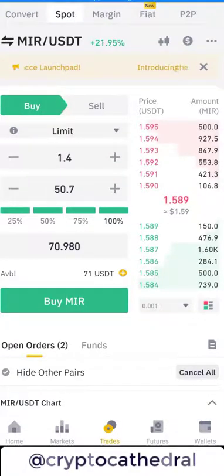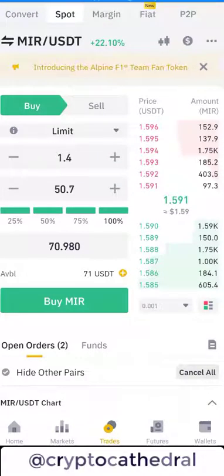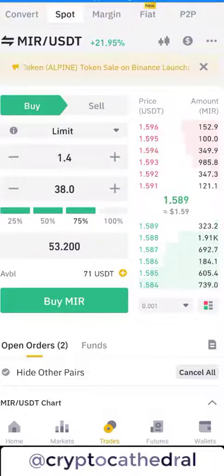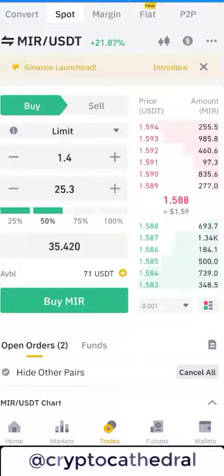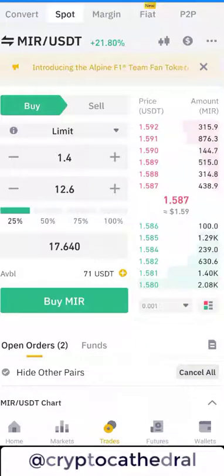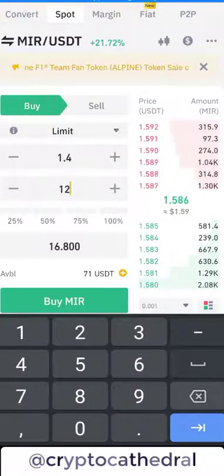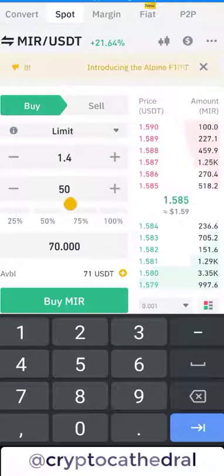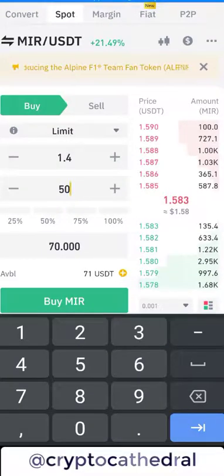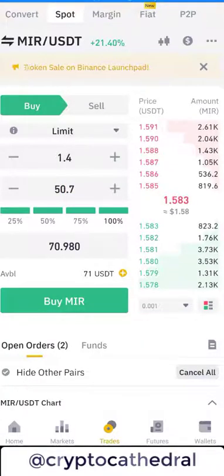Now, if I put 100%, it simply means I'm going to buy the MIR with all the $71 in my wallet. But if I put 75%, it means it will only execute the trade with 75% of what I have in my wallet, which is the USDT. If I use 50%, it's going to use half of what I have. And if I use 25%, it's okay. But if you're not okay with the margin, you can always come here and type in exactly how much you want. Let's say you want 50 MIR. You put it here, the total will be $70. Okay, so for the sake of this trade, I'm going to be using 100%.